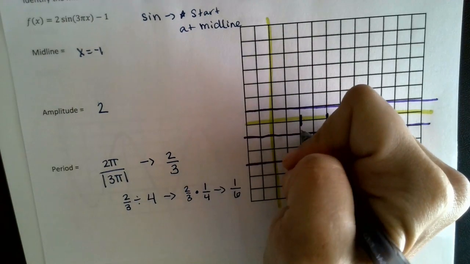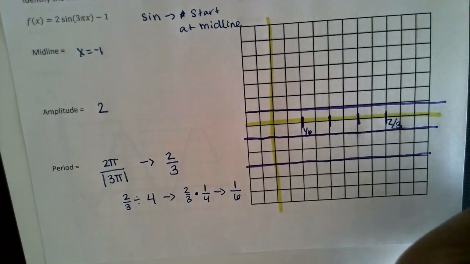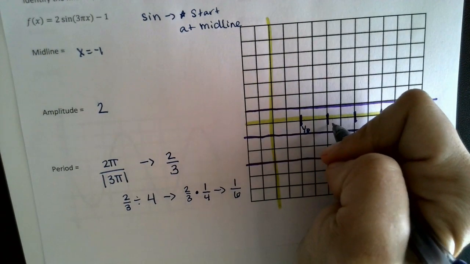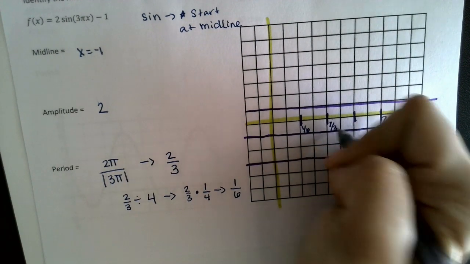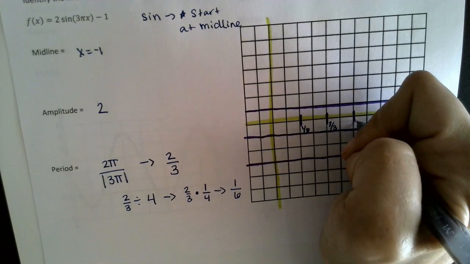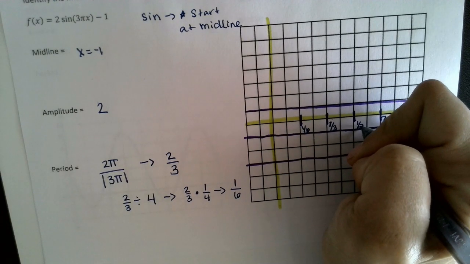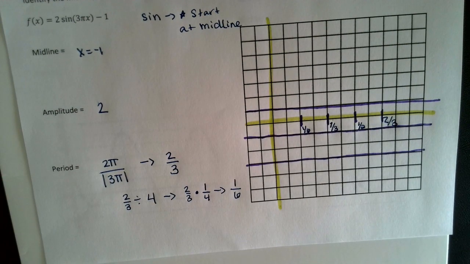So I'm going to label that now. The first one is 1/6. The second one would be 2/6, which is 1/3. The third one would be 3/6, which is 1/2. 4/6 is 2/3, so we're good there.